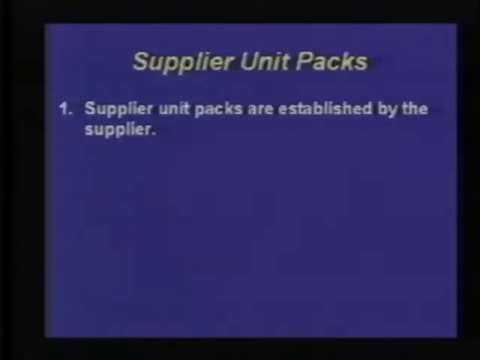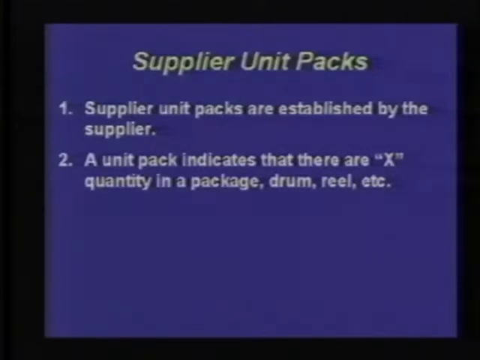Now, moving on to the supplier unit pack, page number 37, item 1 indicates that the unit pack is established by the supplier. Number 2, a unit pack indicates that there is X quantity in a package, drum, reel, or whatever that package quantity represents.